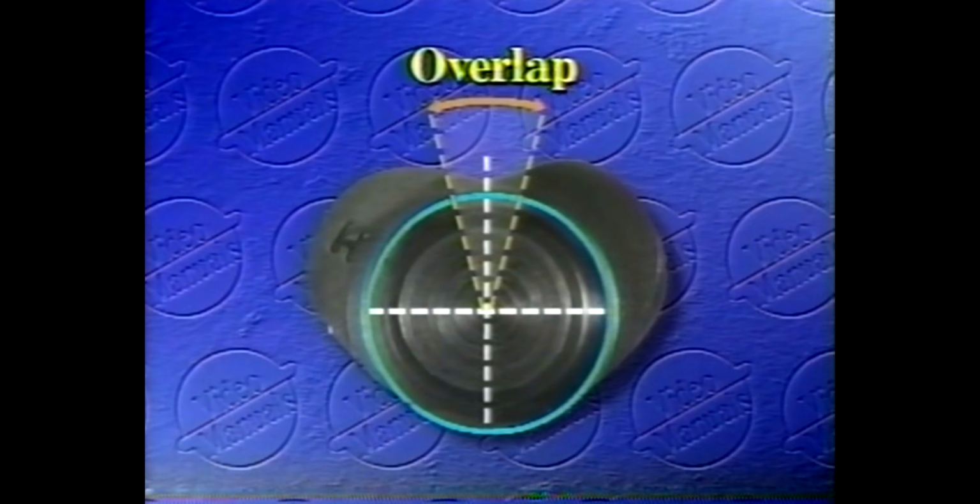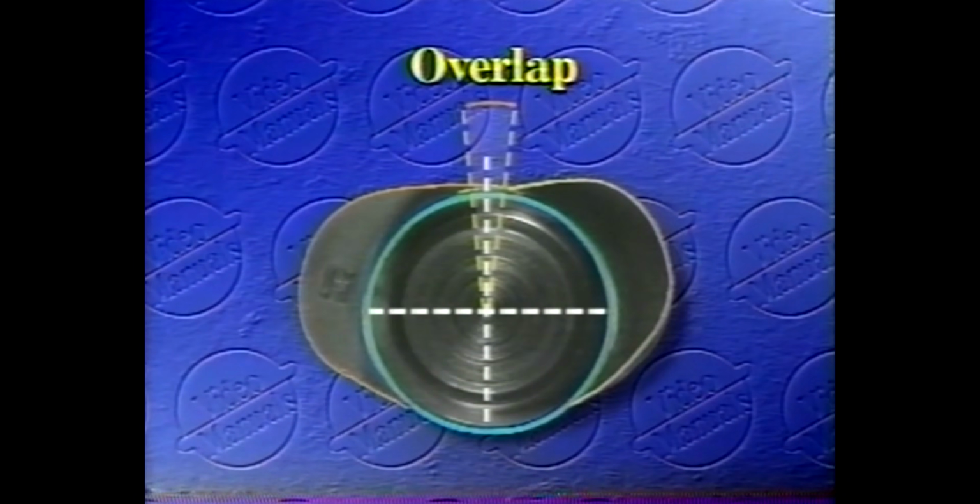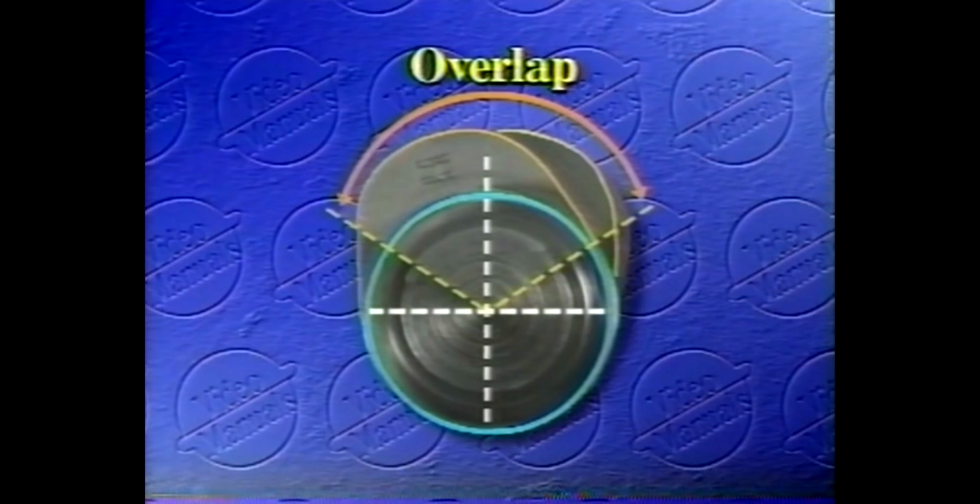Cam manufacturers control the amount of overlap in a cam by varying the position of the exhaust cam lobe and the intake cam lobe relative to one another for the same cylinder. For example, the farther apart the exhaust and inlet lobes are angled, the shorter the overlap. The closer they are, the longer the overlap.